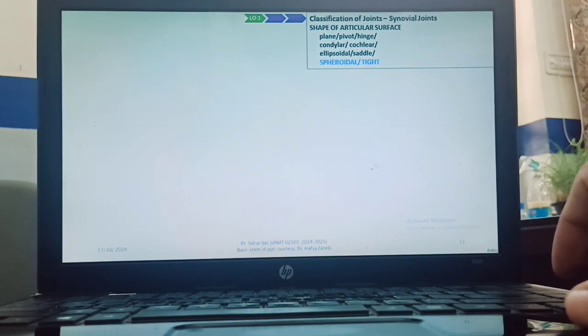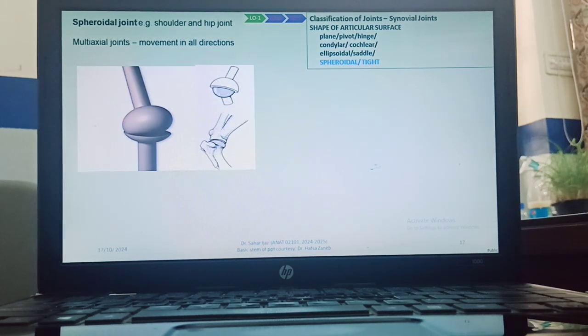Then spheroidal joints. These are the joints like shoulder or hip joint, ball and socket kind of articular surfaces. Universal kind of movements are possible. Multi-axial movements are possible in all directions. There can be limiting factors, but if you look at the articular surfaces, this is how the movement is allowed on these joints.